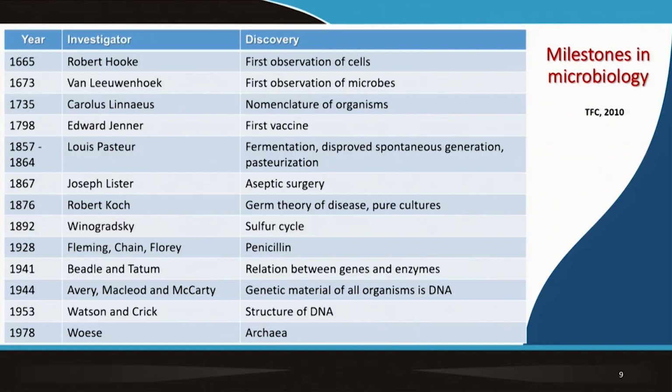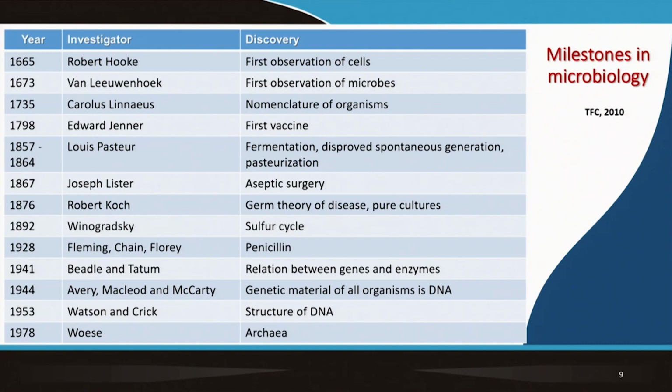In 1944, we have Avery, McLeod and McCarty, who were able to prove that all living organisms have DNA as the genetic material. The structure of the DNA was described by Watson and Crick in 1953.